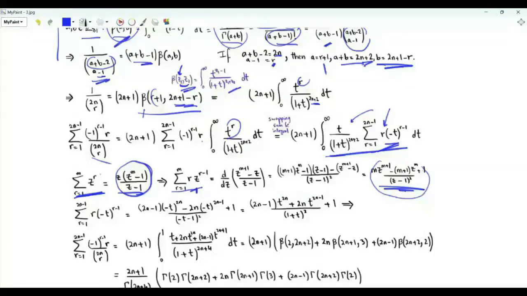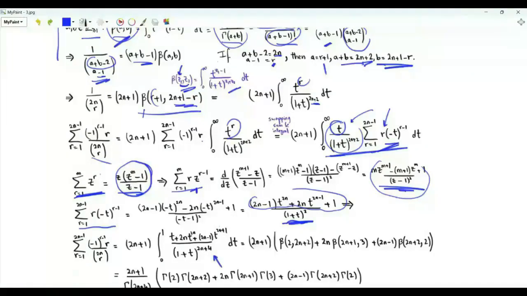Our sum is this quantity with z replaced by minus t and m replaced by 2n minus 1. Summation r from 1 to 2n minus 1, r times minus t to the r minus 1 is 2n minus 1 t to the 2n plus 2n t to the 2n minus 1 plus 1. Downstairs we have 1 plus t squared. If we multiply this by t divided by 1 plus t to the power 2n plus 2, we get 1 plus t to the power 2n plus 4 in the denominator. Every term in the numerator is multiplied by t.